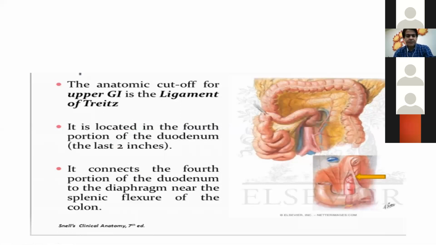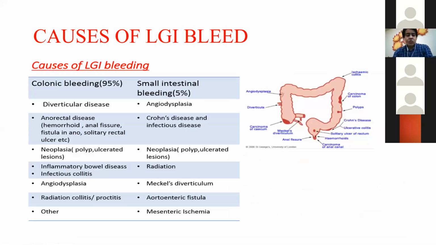Okay. So there are basically two sources of lower GI bleed. More than 95% of lower GI bleed is of colonic origin, while less than 5% originates from the small intestine. In colonic bleed, we will discuss diverticular disease, which usually occurs in elderly males or females. The most common lower GI bleed causes are the anorectal diseases, which are hemorrhoid, anal fissure, fistula, and solitary rectal ulcer.